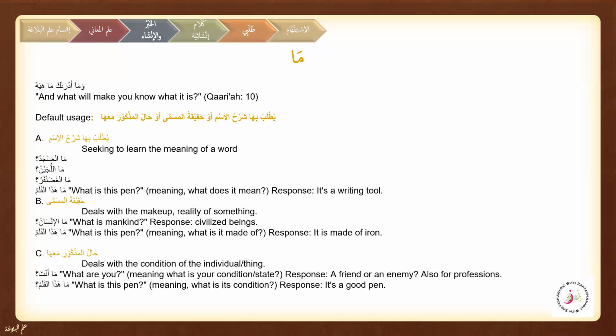So the condition of the pen is whether you can use this pen or not, it's a good pen, it's running well, like that. So hal maskuri means you deal with the condition of something or some individual. Then yutlabu biha sharhul ismi is just seeking the meaning of the word, and haqiqat al musamma just deals with the makeup or reality of something. So these are the three intents for which the harf ma can be used.